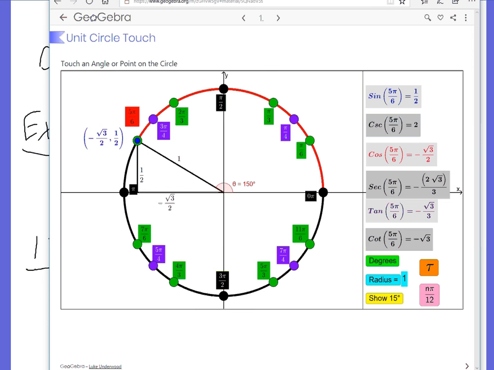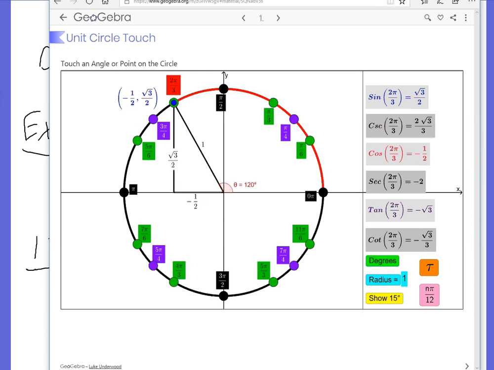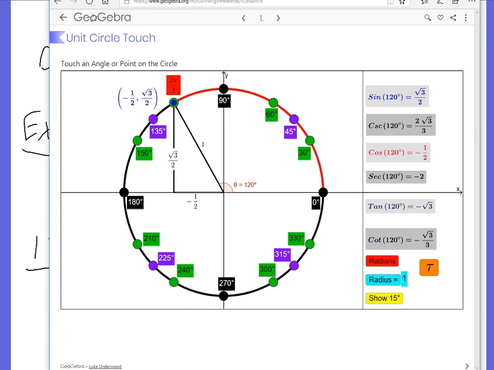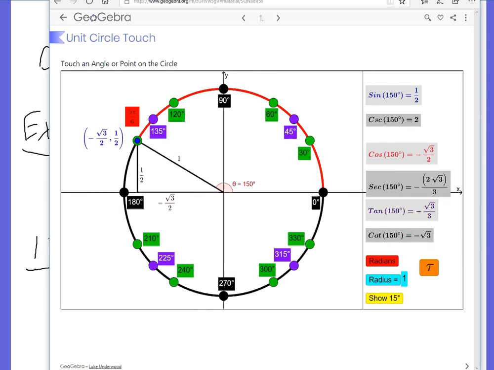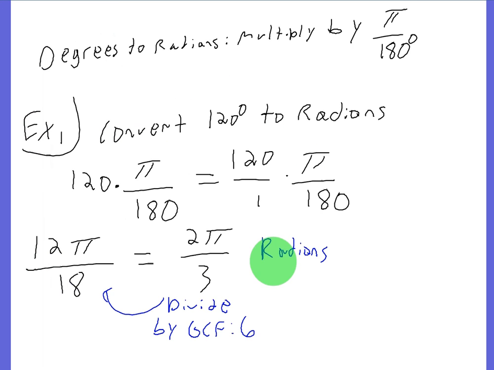We can pull up our unit circle here. There's 2 pi over 3. If we go back to degrees, we can see it's the same as 120. Bounce back and forth very quickly to see how they are equivalent. So the more you play around with this, the more you'll see how radians and degrees interact with one another and how they're pretty much the same thing, just talking about it in a different way.